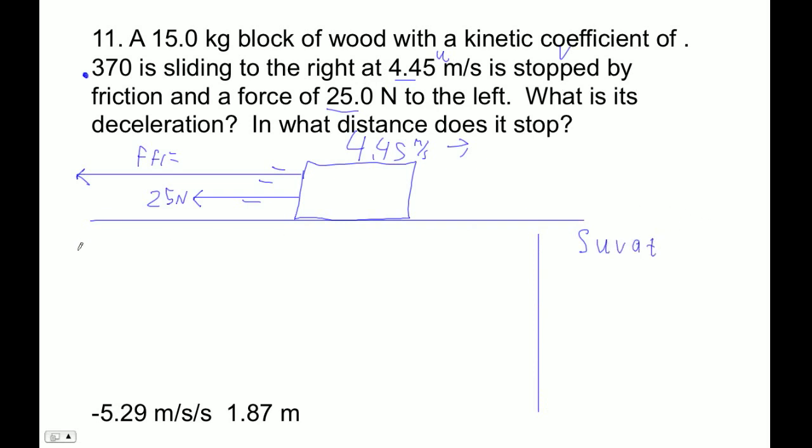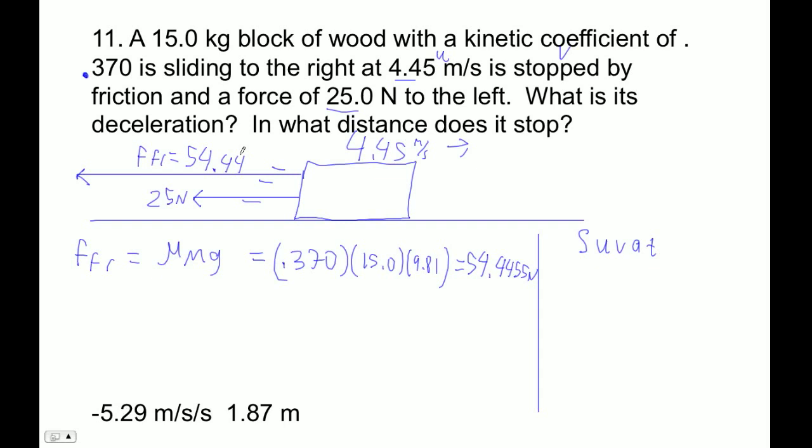Okay, so let's figure out first the force of friction. Force of friction is mu times m times g, so 0.370 times 15.0 times 9.81. 0.37 times 15 times 9.81 is 54.4455. All right, so that's this force. Both those forces are negative.